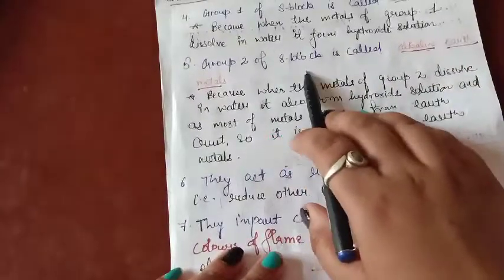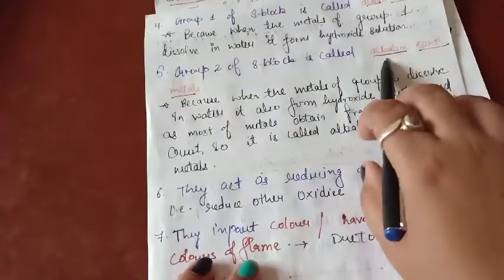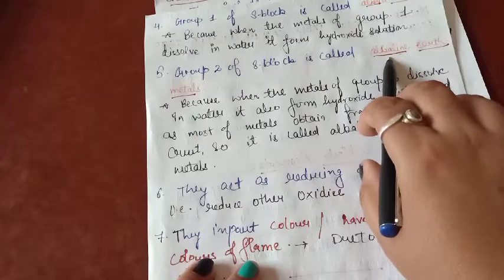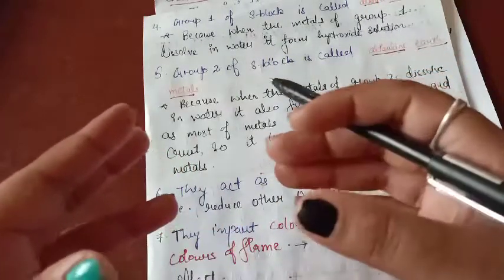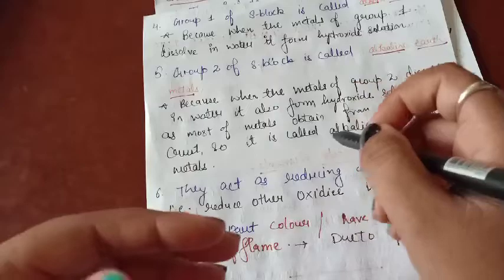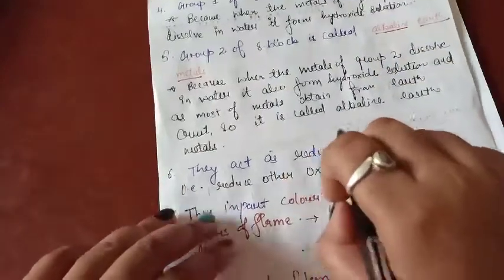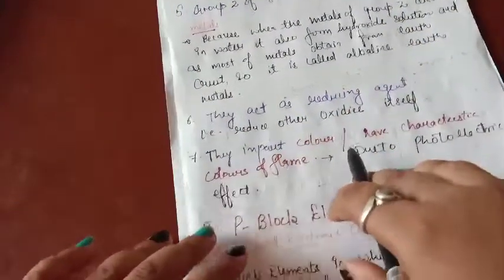And the next, group 2, is called alkaline earth metal. Again, alkaline, that is a basic nature. Earth means most of the metals of group 2 we usually obtain from the earth crust, so that's why these are known as alkaline earth metal.